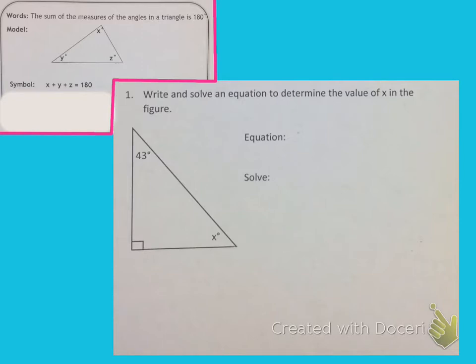If we look at the triangle, I see there's 43 degrees, x degrees, and then there's this little box, which, if you recall, means that it is 90 degrees. So because the sum of all these angles is 180 degrees, that's how we're going to write our equation. x plus 90 plus 43 equals 180.